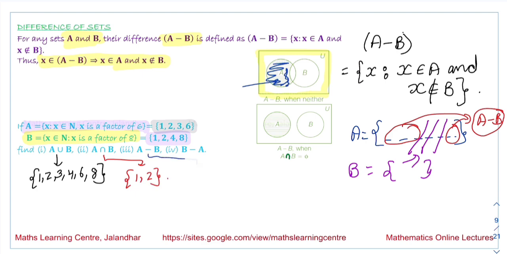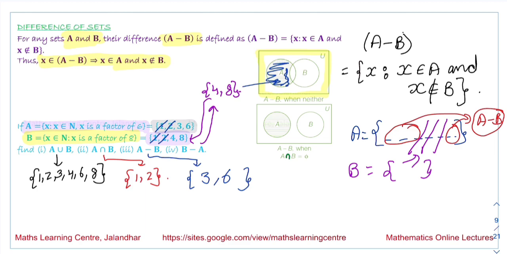Next, we have to write A minus B. It means from the set A, we have to remove those elements which are part of B. So 1 is part of B, we have removed this. We have removed 2; 4 and 8 are not there. So what we are left with is 3, 6. When we have to write B minus A, we are saying we have to remove from B the elements that are present in A. So 1 we have removed, 2 we have removed, 3 and 6 are not there. So what we are left with is 4, 8. We are saying from B we have removed those elements which are common with A.